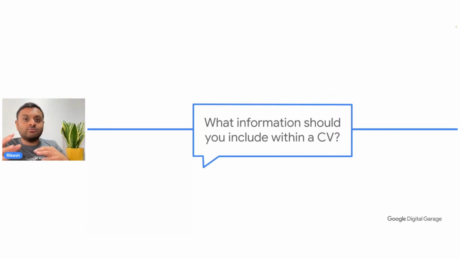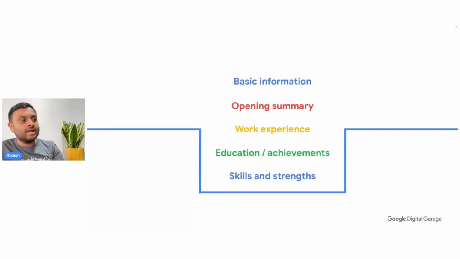But there are general pieces of information which should be included within a CV document. And what we've done is we've created different building blocks in terms of what we believe should be included within a CV document. So that includes basic information, an opening summary, work experience, your education and achievements, and also your skills and strengths.